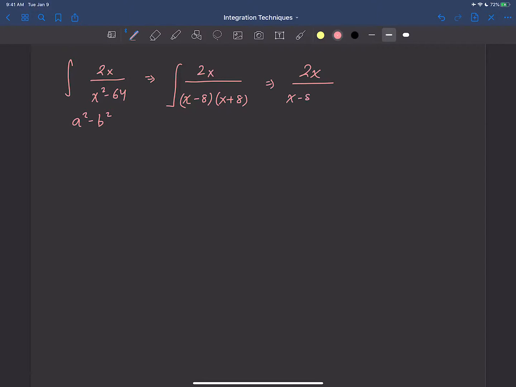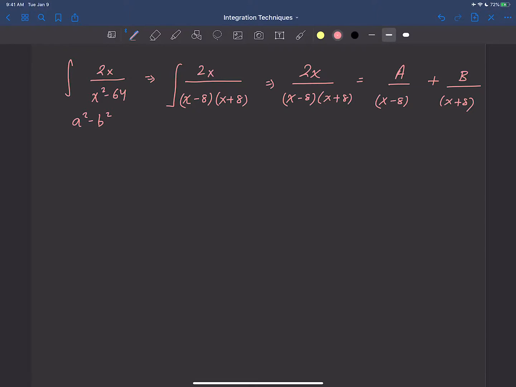So x minus 8 and x plus 8 could be broken down into two terms because we have two factors, one being x minus 8, the other one being x plus 8. And because the factors themselves are linear, the tops have to be constants. Okay, so we got this.